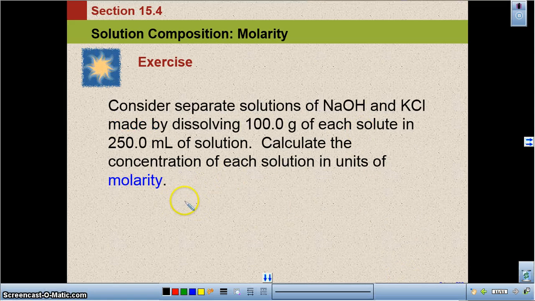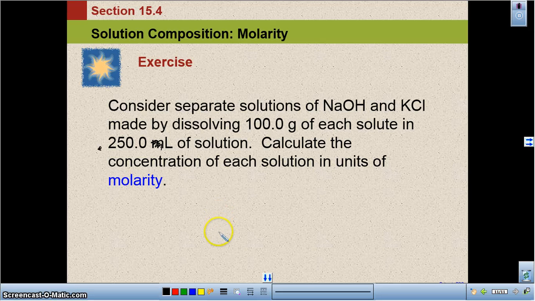Another example, consider separate solutions of sodium hydroxide and potassium chloride made by dissolving 100 grams of each solute into a 250 milliliter solution. Calculate the concentration of each solution in units of molarity. You notice that for each one, you're given the mass instead of the moles. So what you have to do is convert 100 grams of sodium hydroxide into moles and divide it by 0.25 liters, because we can change that easily like this, and do the same thing for potassium chloride.